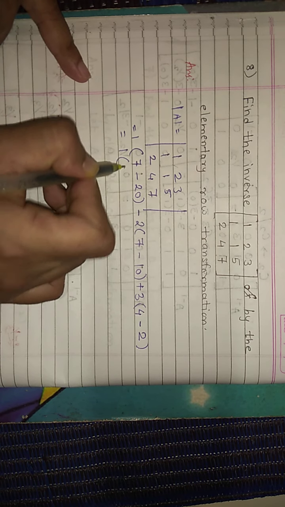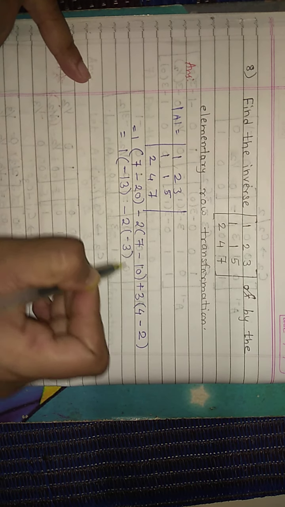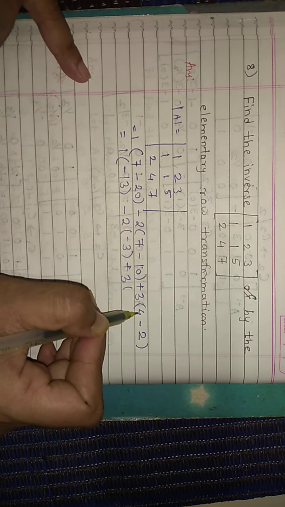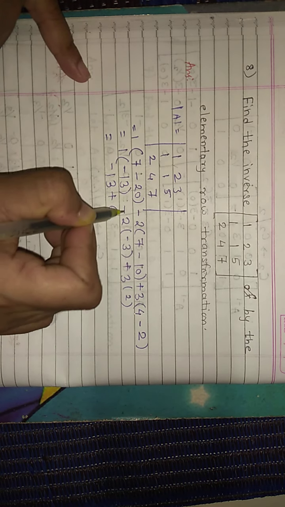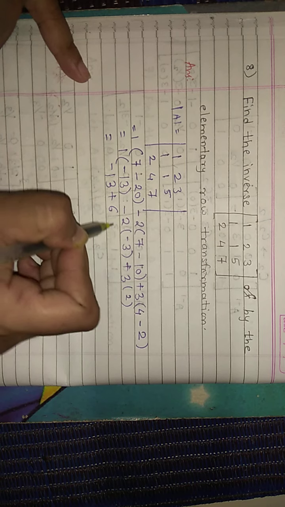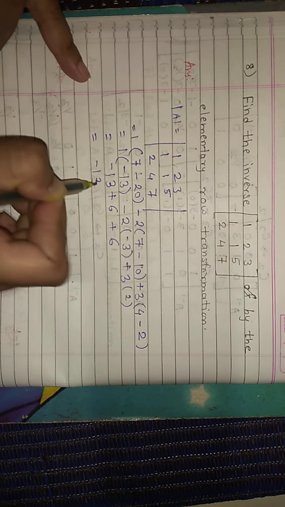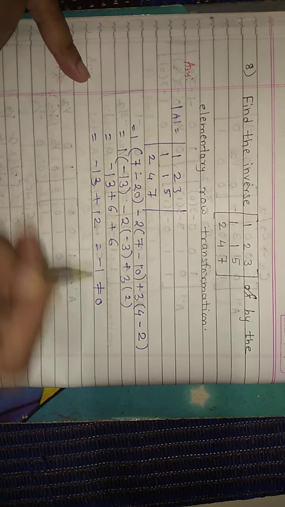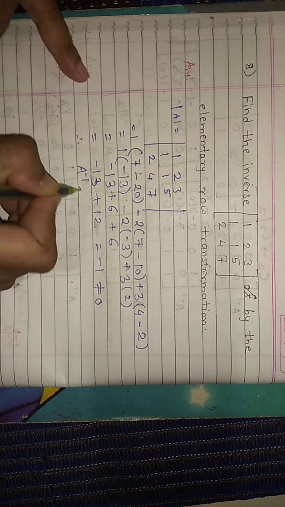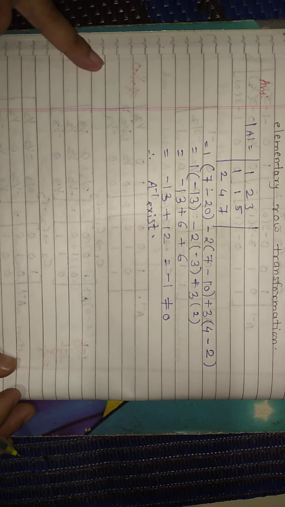7 minus 20 is equal to minus 13. Minus 2 into 1 minus 10 is equal to minus 3. Plus 3 in a bracket. 4 minus 2 is equal to 2. So we get minus 13 plus minus minus become plus. 3 2s are 6 plus 3 2s are 6. Minus 13 plus 12 is equal to minus 1, which is not equal to 0. Therefore, A inverse exists. Whether the inverse exists, then we apply the row transformation.